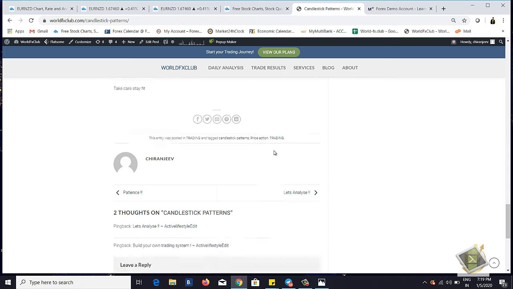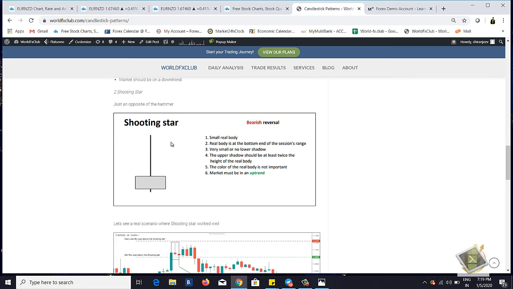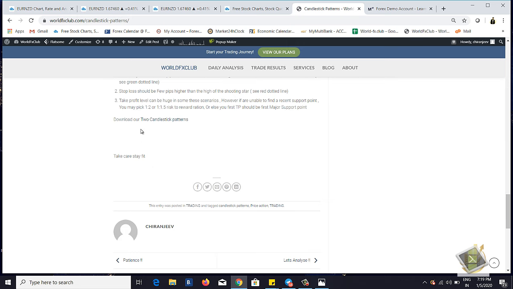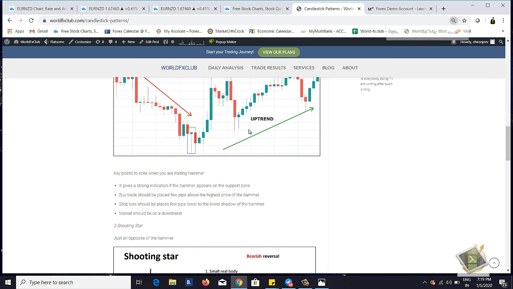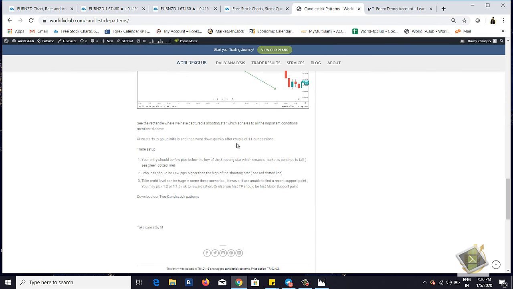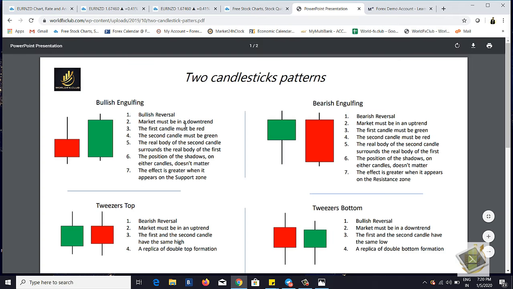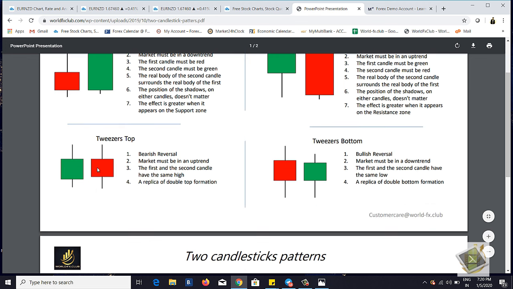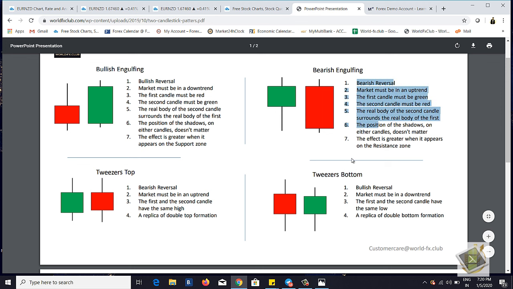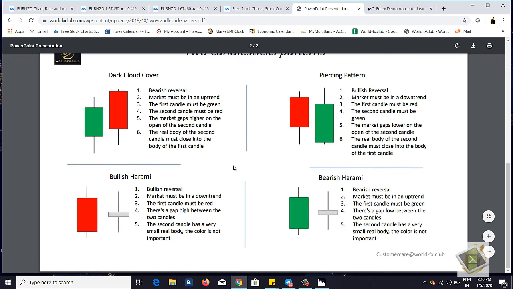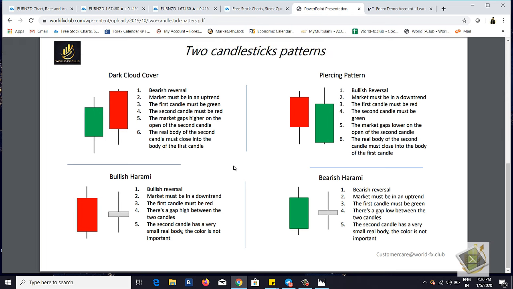Okay, so this is a shooting star. You can download our candlestick pattern PDF here. This is just an example of one candlestick pattern. You have different types of candlestick patterns. If you click here, this is a PDF. You can go to my website and download it. There are two candlestick patterns, and it will tell you that this is a bullish candlestick pattern, this is a bearish candlestick pattern, this is tweezers top, this is tweezers bottom. All the important points that you need to know, I've noted down, so you can download this and there's no need to note down. Just try to find these setups and then we will trade.